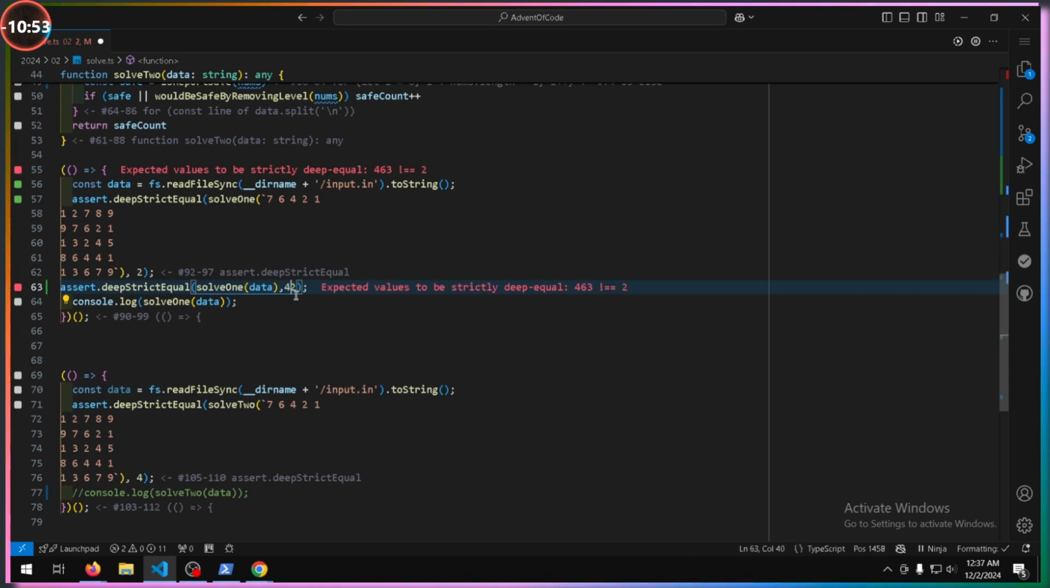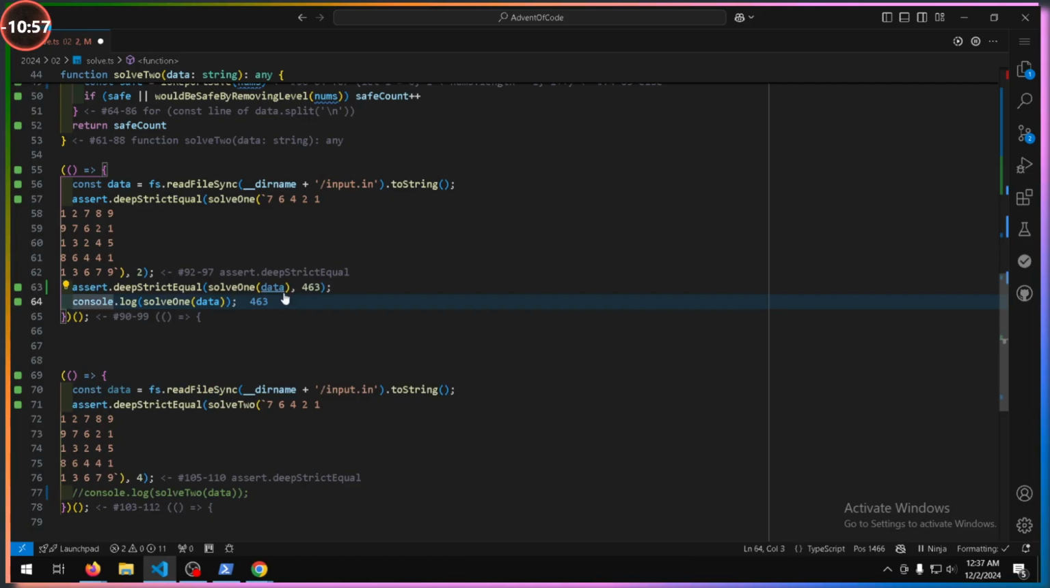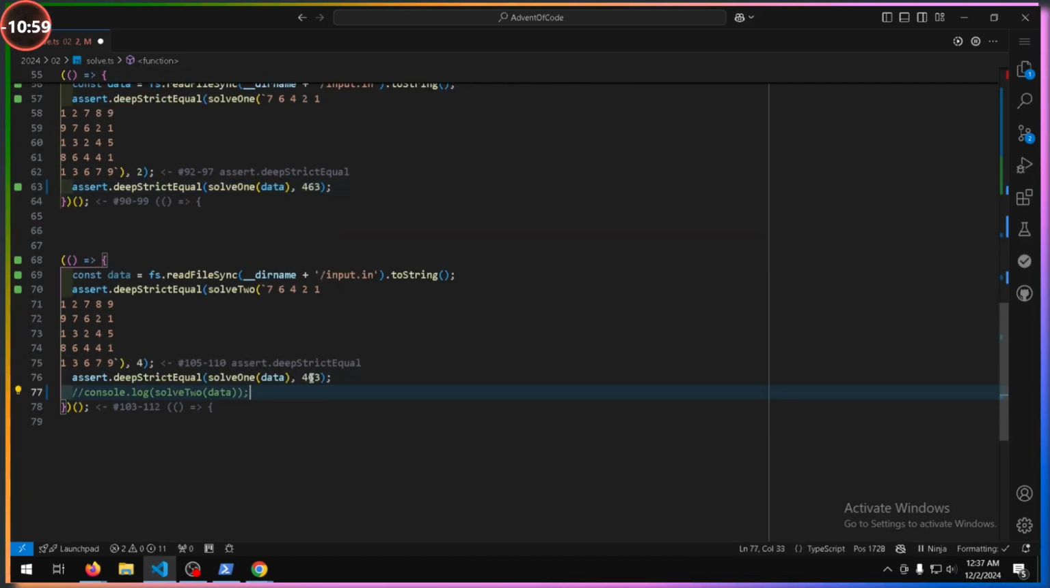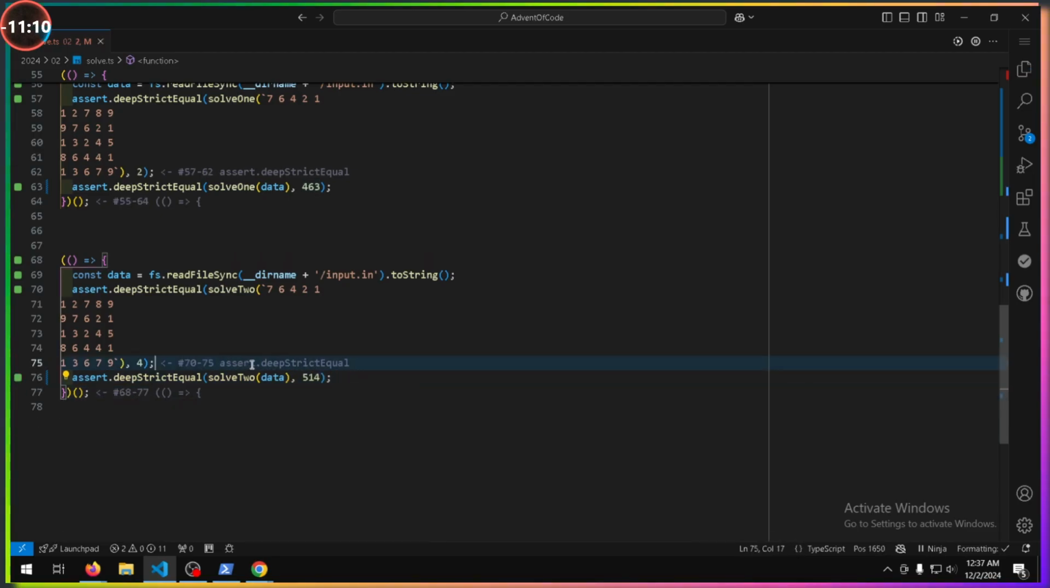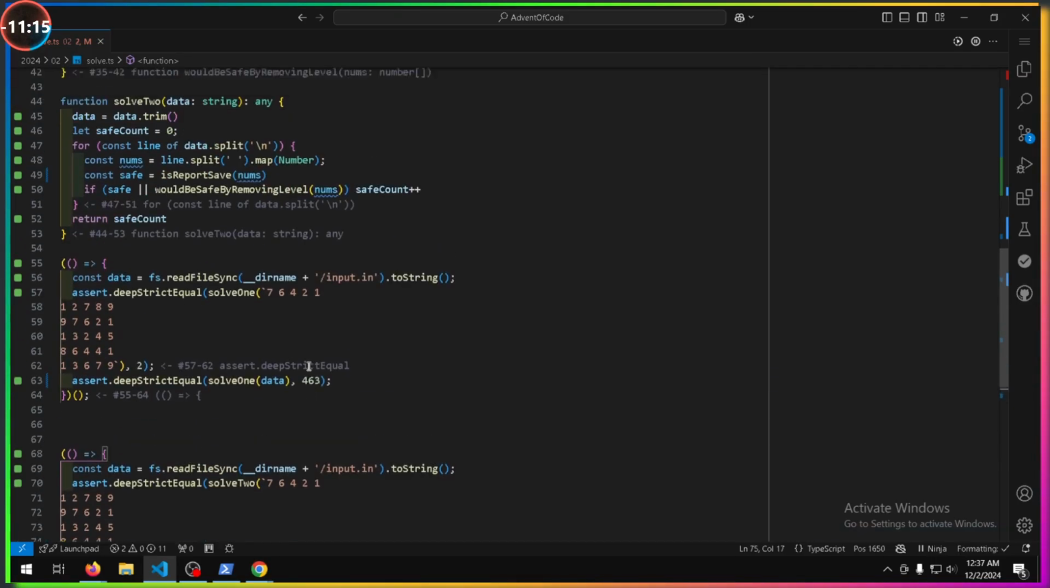463. This is on me. I should have done this before I committed it, but we live, we learn, we forget. There we go. Okay, so now we can properly refactor and make sure we're not breaking all our code.